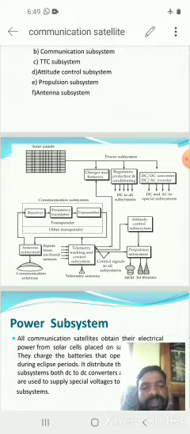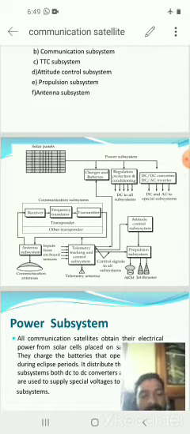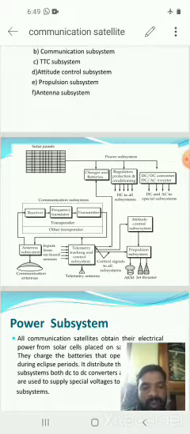Attitude control subsystem. The attitude control subsystem is used to control how the satellite rotates or how it revolves in an orbit. If any changes occur in the revolution, those changes are adjusted by using the attitude control subsystem.